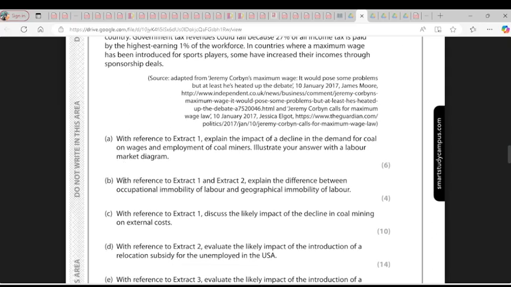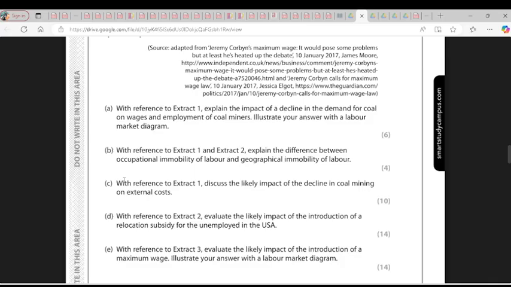So the question says, with reference to the extract, we should evaluate the impact of introducing maximum wage. First, what is maximum wage? Maximum wage is the wage ceiling which firms cannot pay above. When setting maximum wage, they set it below the equilibrium wage rate. If it is minimum wage, it will be set above the equilibrium wage rate. It's different from price: minimum price is set below, maximum price is set above. But here, maximum wage rate is set below, minimum wage rate is set above. You get the difference here, please.